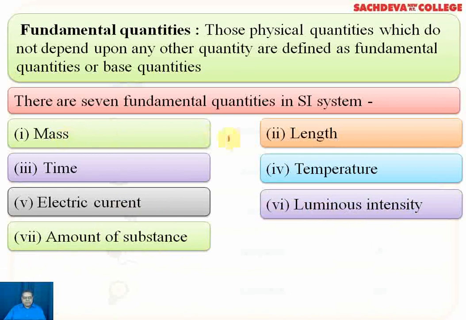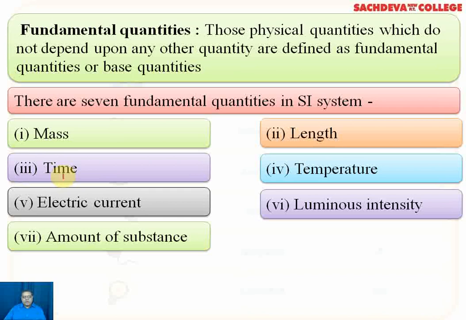Now length, that is the distance between two points, is called length. So we can express a physical quantity in terms of length. Then there is time. Every event takes some time, so time is also one of the dimensions. Normally the rule is that the quantities in mechanics, for example velocity, acceleration, force, momentum, impulse, are all expressed in terms of mass, length, and time. But if the quantity is taken from the concept of heat, then temperature is also one of the fundamental quantities.